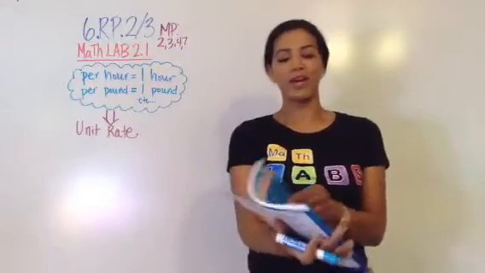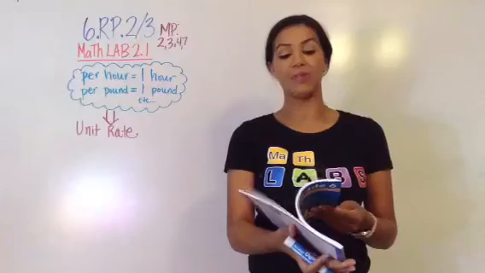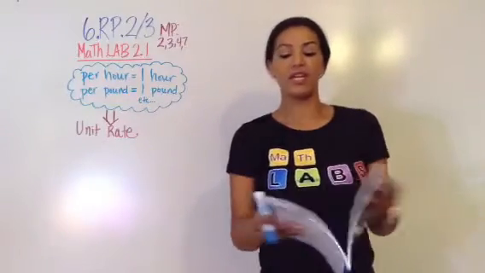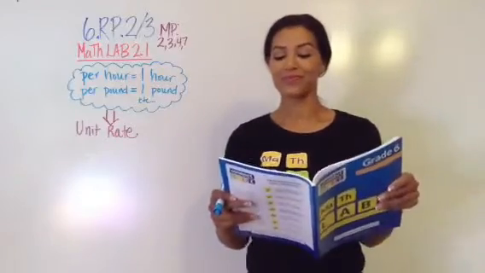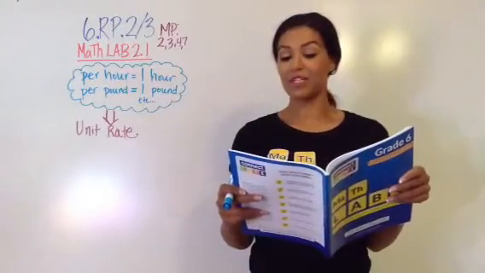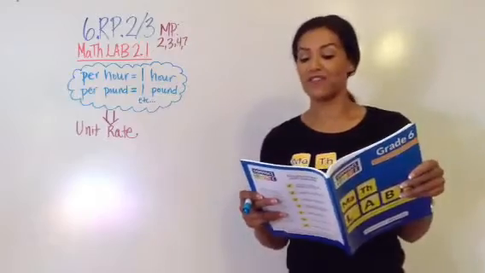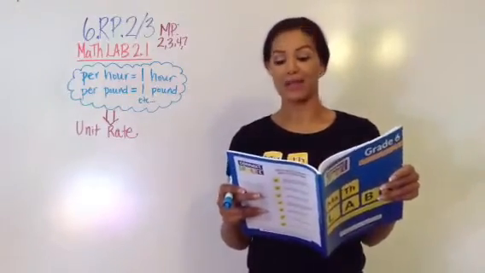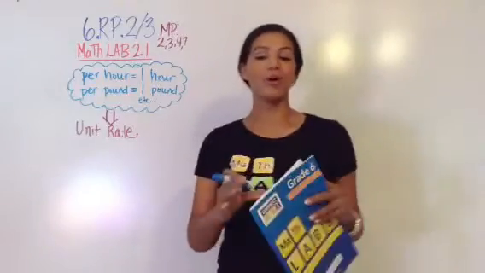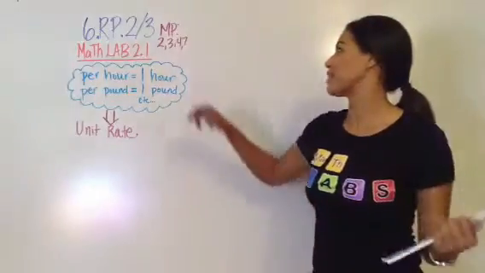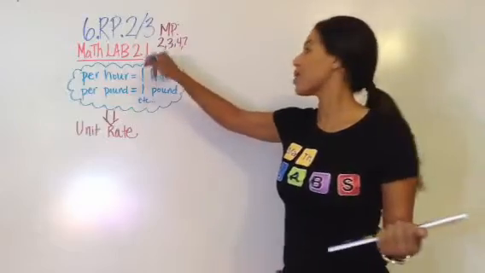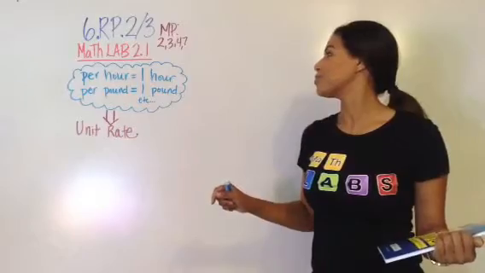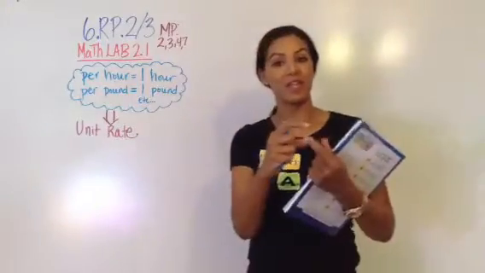So open up your Math Lab book to Lab 2.1, and please read the objective in your head as I read it aloud. I can solve problems involving unit rates using a visual model known as a tape diagram or bar model. Okay, so today we really are focusing on mathematical practice number 4, but also 2, 3, and 7. But 4 because we're looking at a specific bar model.